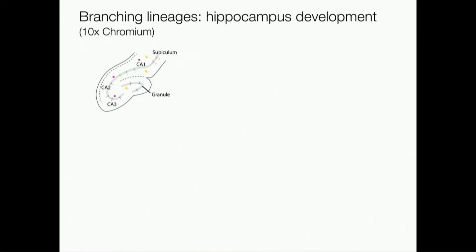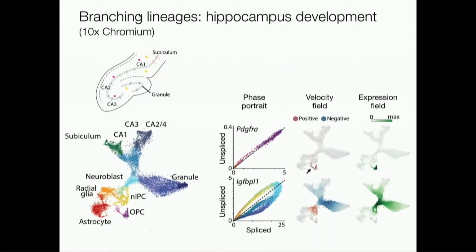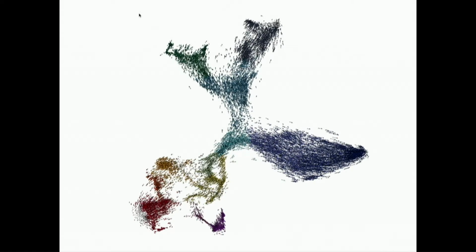So let me show you then quickly how to apply this to a branching lineage. This is the hippocampus development, which starts with the radial glia and branches out into different kinds of neurons, or astrocytes or OPCs. And applying velocity to this, you can actually start to see more or less how the cells differentiate during development. So there's a starting point here, and you can see all the arrows on this side point down towards astrocytes or towards OPCs, and then they come to a rest here.